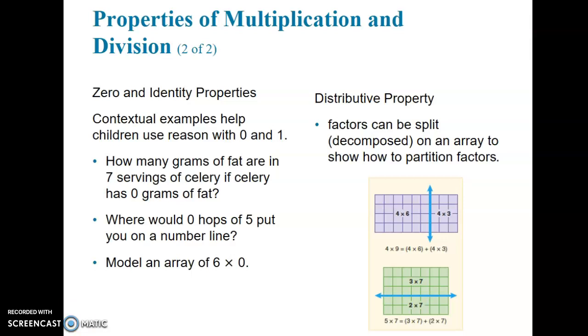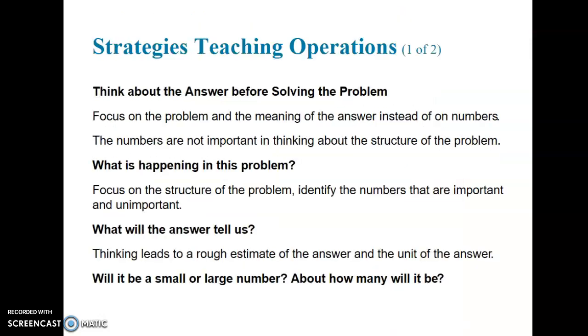The distributive property of multiplication over addition refers to the powerful idea that you can split, or decompose, either of the two factors in multiplication problems into two or more parts, and then multiply each part by the other factor and add the results. Division by 0. Can you show me how many are in each group? Can you show me how to share 5 oranges with 0 children? You can't.